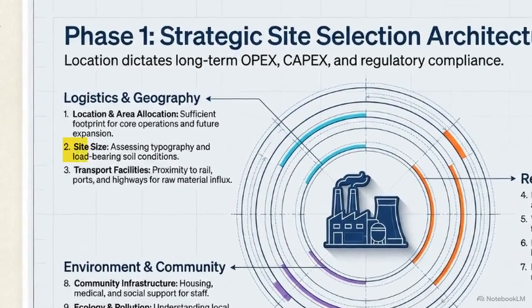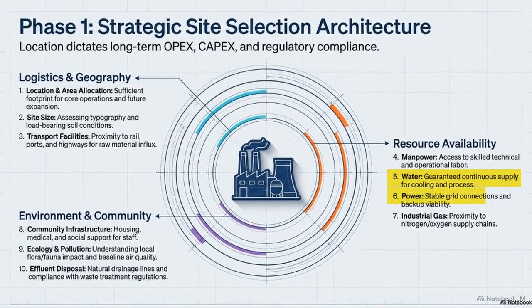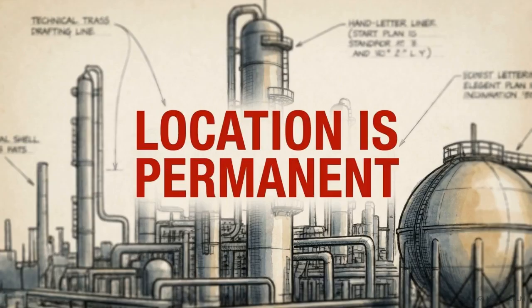You must analyze the soil to ensure it holds heavy buildings, guarantee a permanent water supply, access stable power grids, and find highways close enough to bring in raw materials. Choosing a location with poor soil or an unstable power grid creates permanent operational problems. You cannot fix a bad location with clever engineering later on.